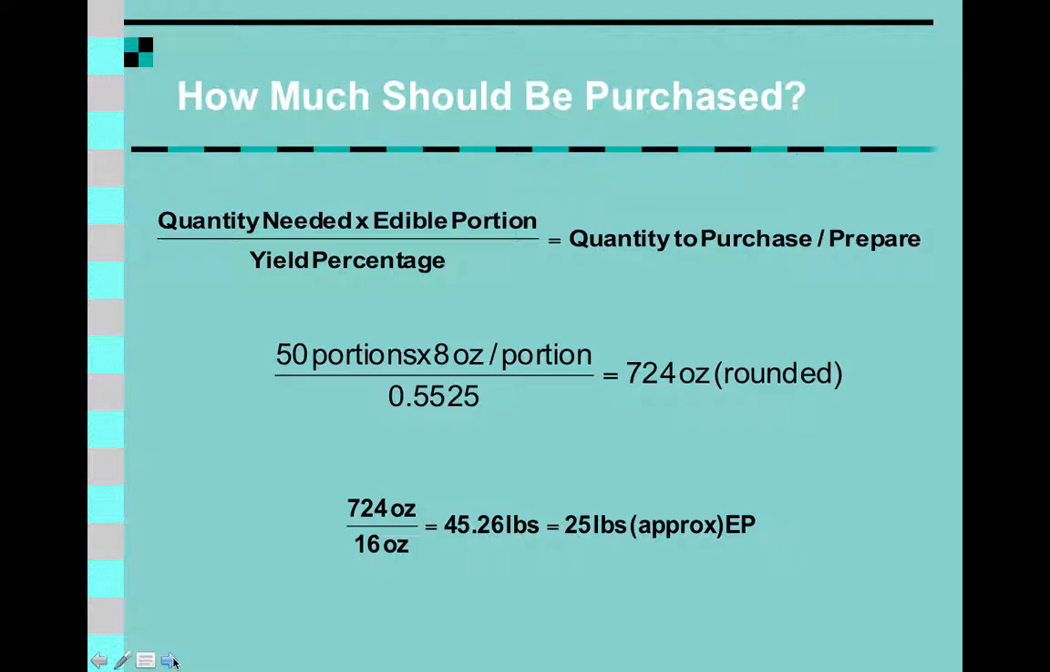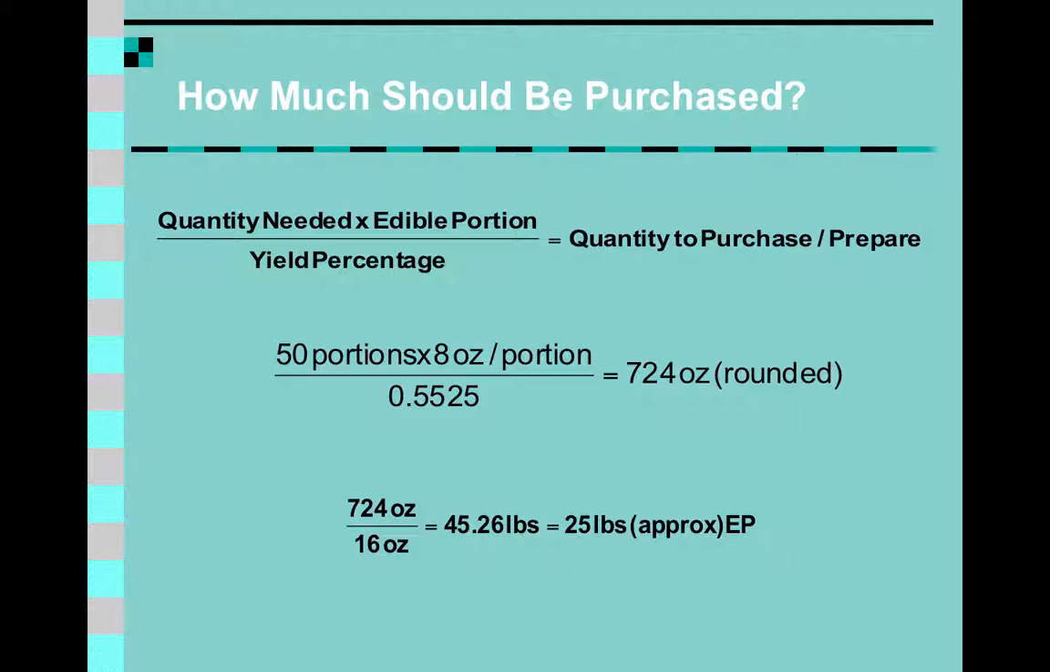Okay, so once we have that information, we need to know how much should be purchased. So we know that when we purchase all this beef, we're not going to get 20 pounds of servings. So that's why it's so nice to have that yield percentage right here. So we need to figure out what's our quantity. Say I'm going to make 50 portions, and I want each portion to be 8 ounces, and I know my yield percentage is 55%. We know that we need to purchase 724 ounces of meat.